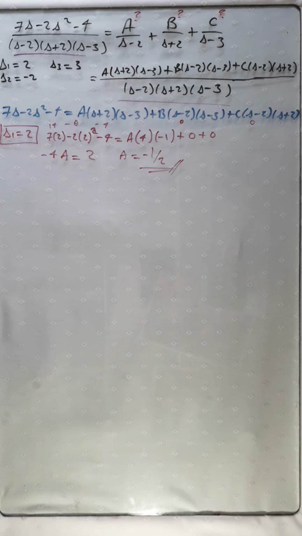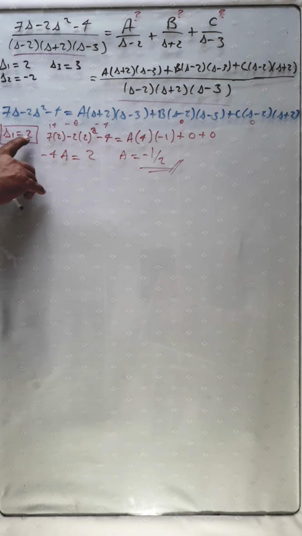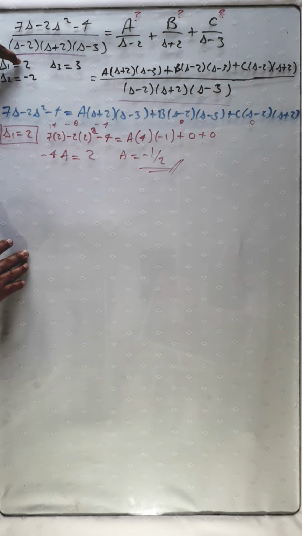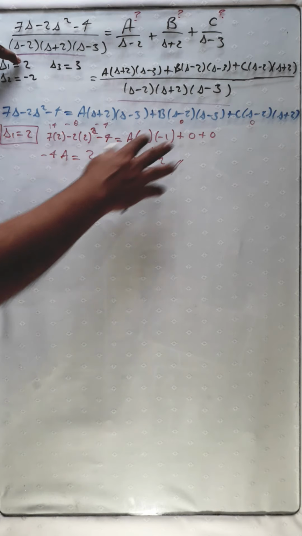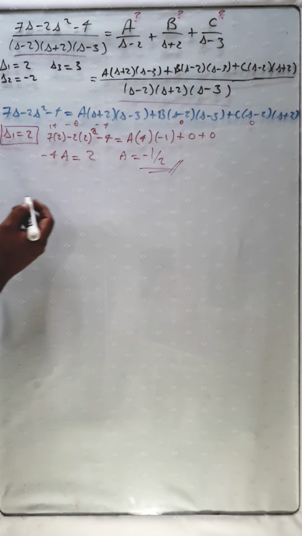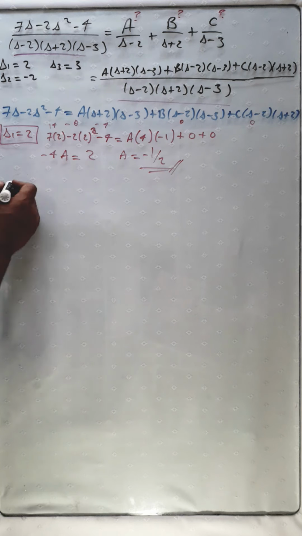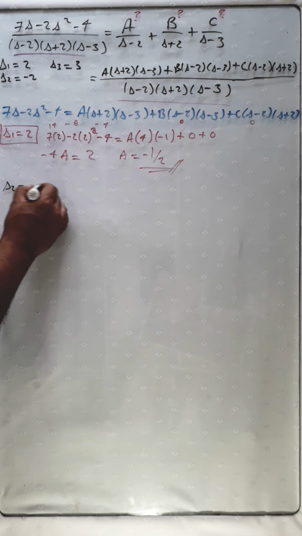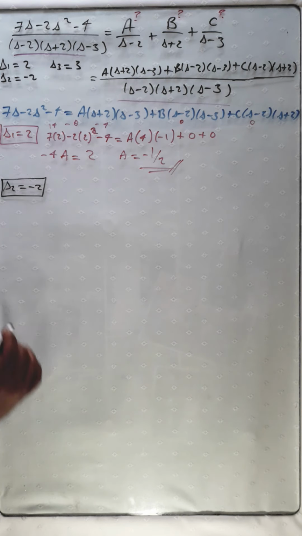Now, what happens if you choose s equal to... Now, why did I choose s equal to 2? Because it happens to be a root. And because it happens to be the root, that is why this becomes 0. So that helps to have just one variable. Okay, now let's choose the other root, s2 equal to minus 2. What happens in this case?